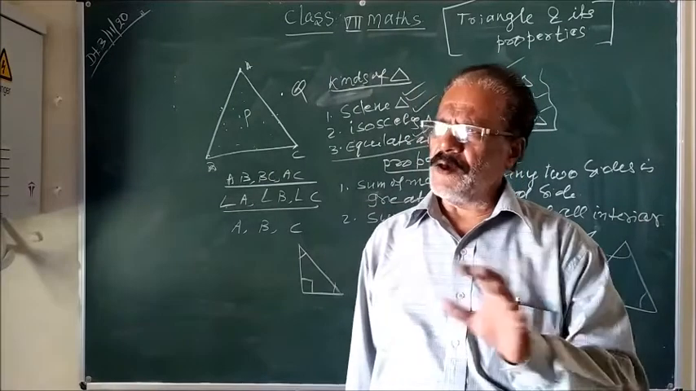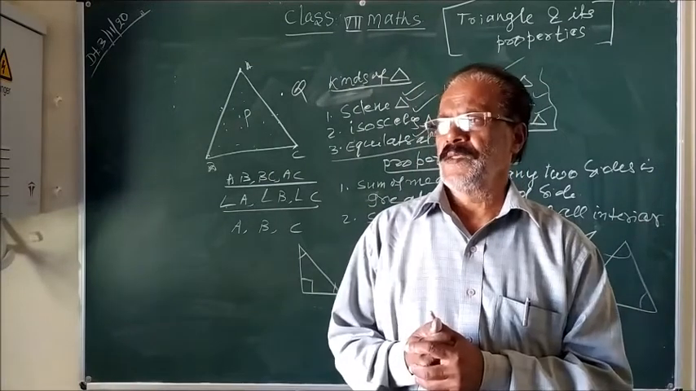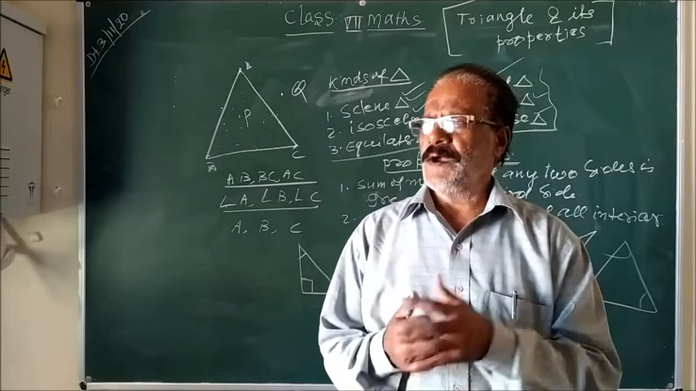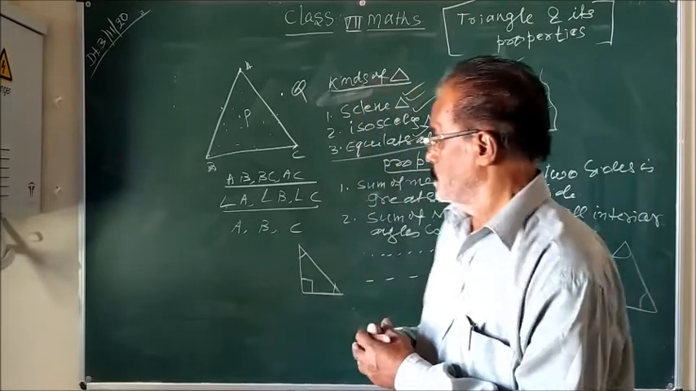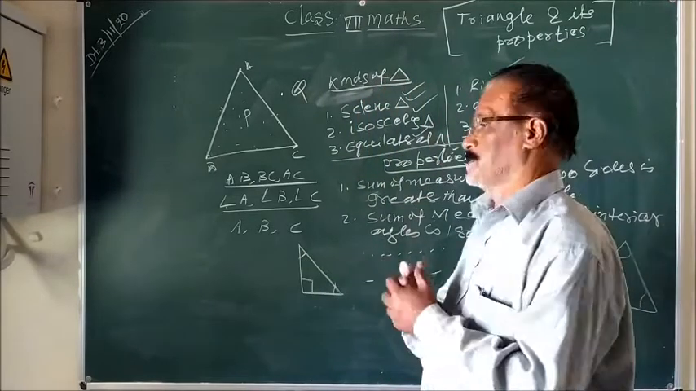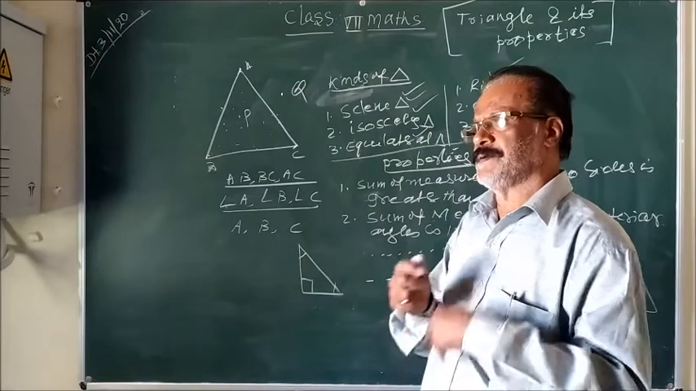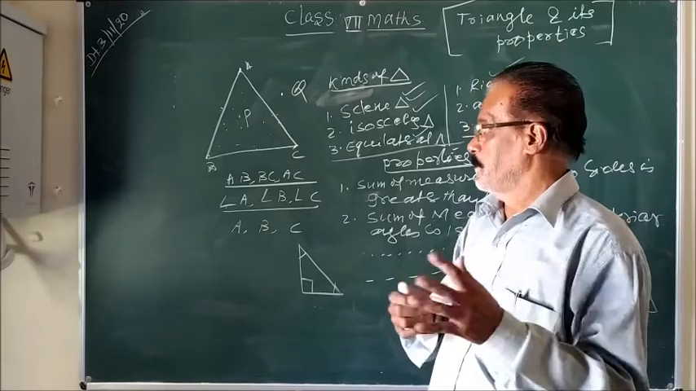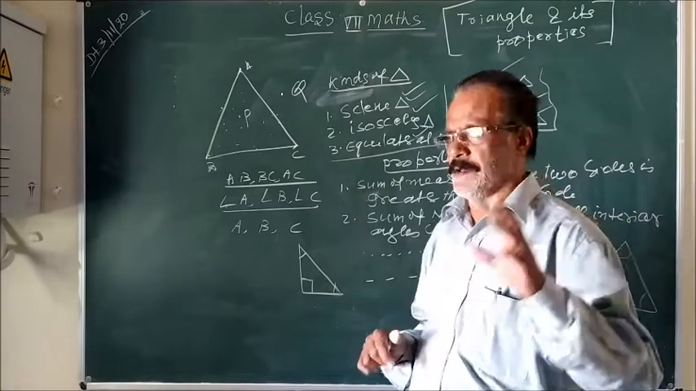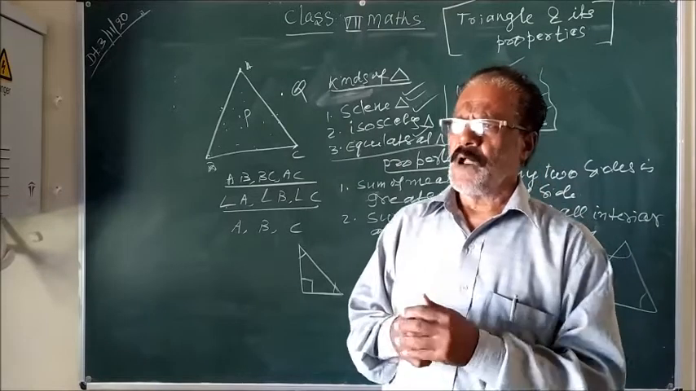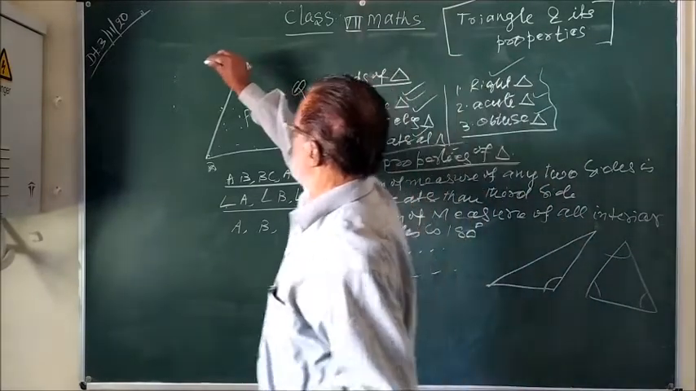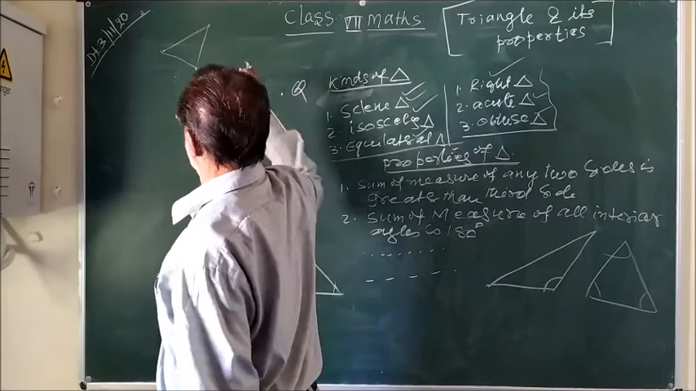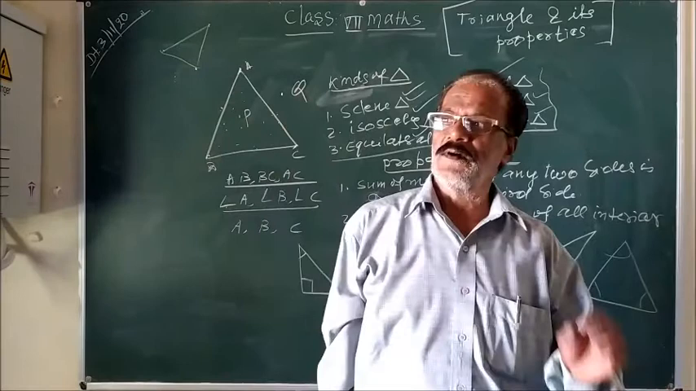And if you learn all these properties, then you can solve the problems of this particular exercise. So I want to re-explain whatever I have explained. First of all, I have explained the triangle. If we take 3 non-collinear points and join them, a closed figure is formed, that is called a triangle.